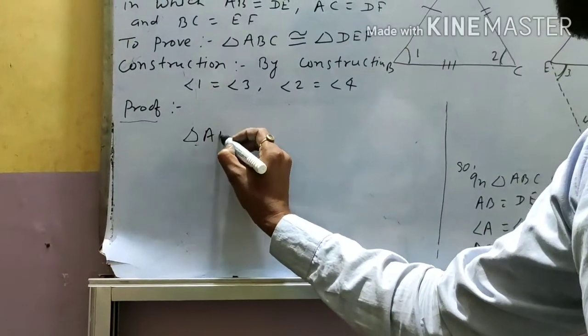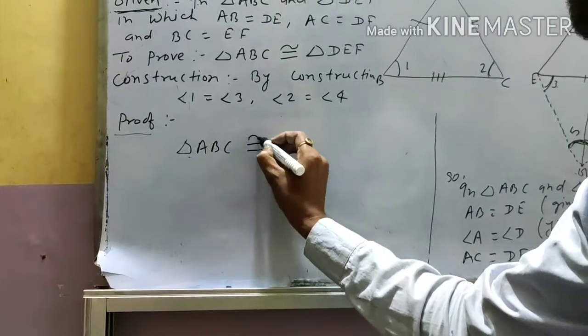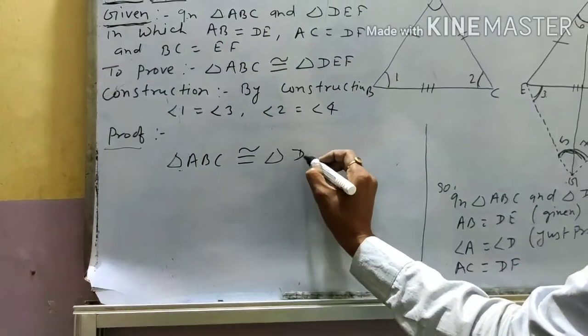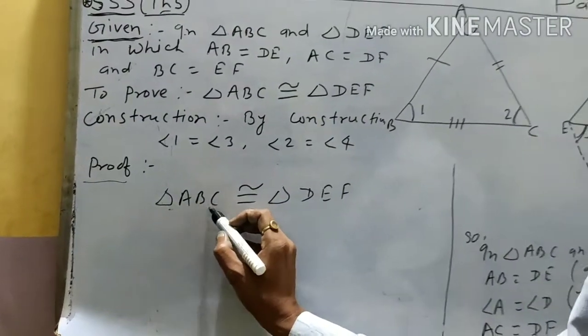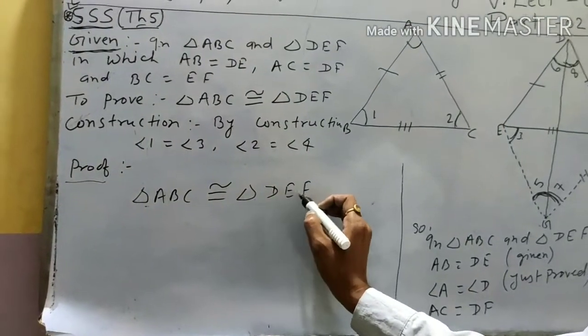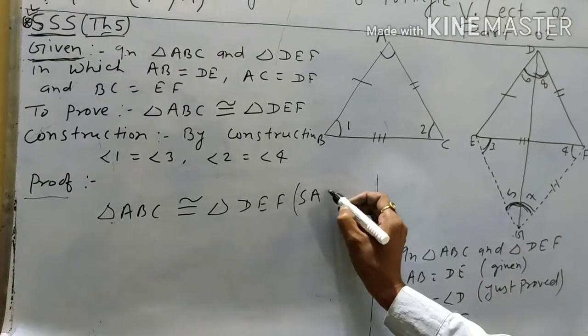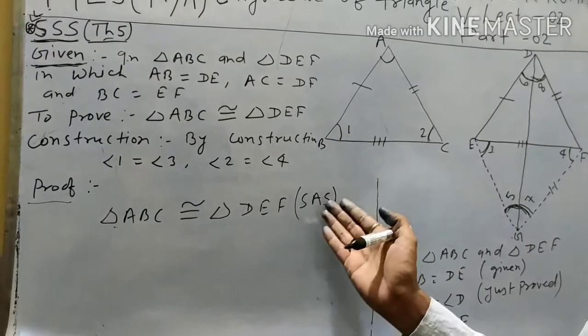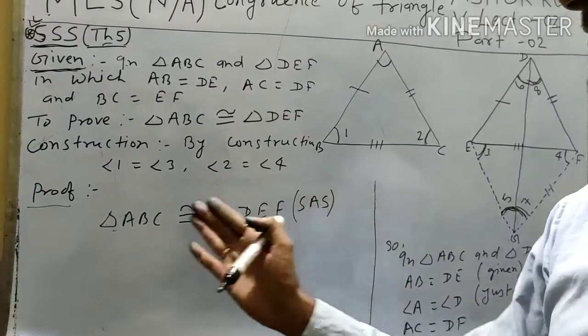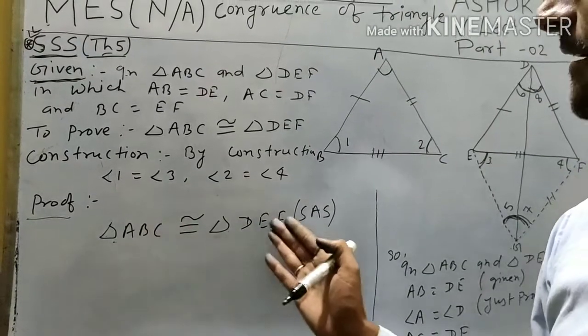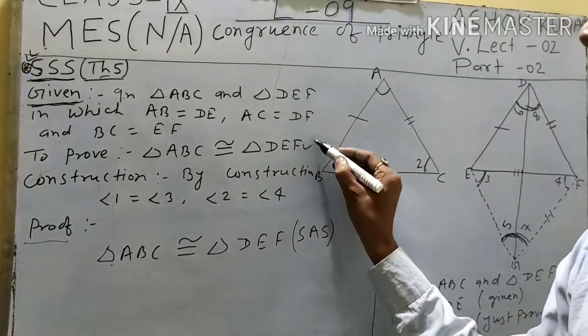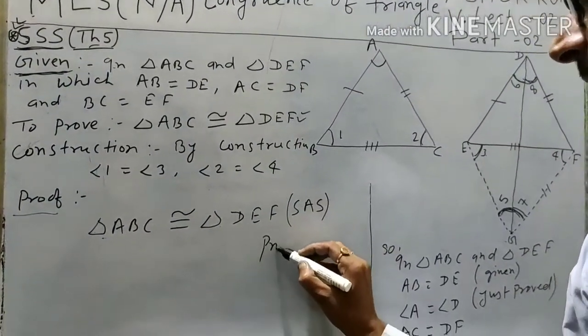Triangle ABC is congruent to triangle DEF. By which process? By side angle side. By side angle side criteria, these two triangles are congruent, and this is your proof.